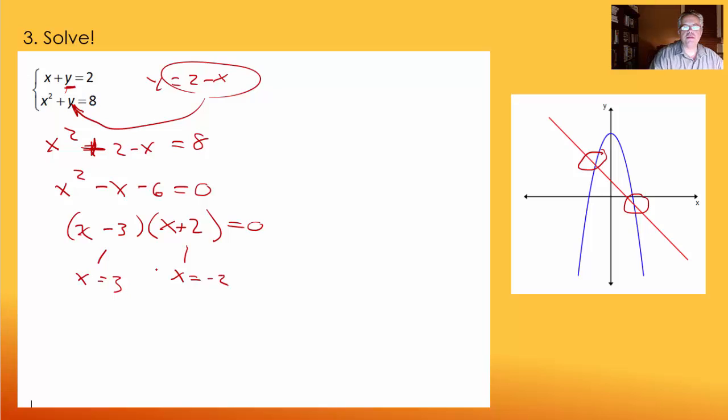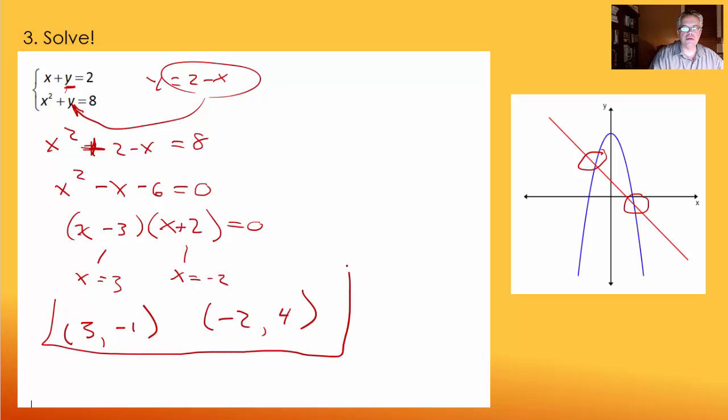Now I got my two values of x. I have to go back and plug them in to get my two values of y. So when x is 3, I'm going to put 3 in here. 2 minus 3 is negative 1. And when x is equal to negative 2, I'm going to put negative 2 in here. 2 minus a negative 2 is 4. Okay, so again, I had to go back to the equation I used for substitution. I had to go back there twice, but these are the 2 points of intersection.